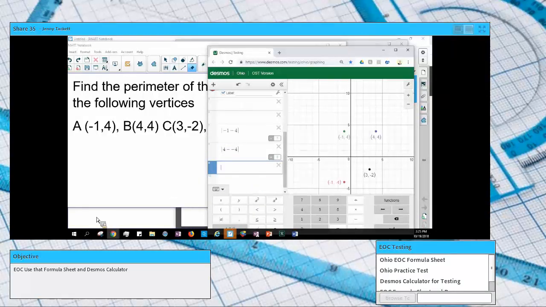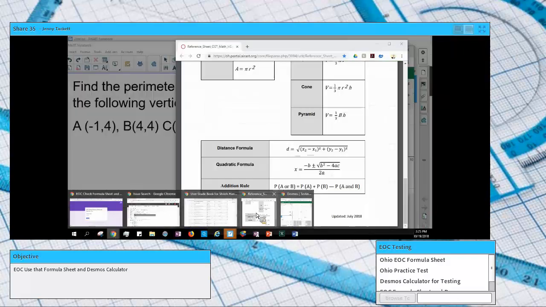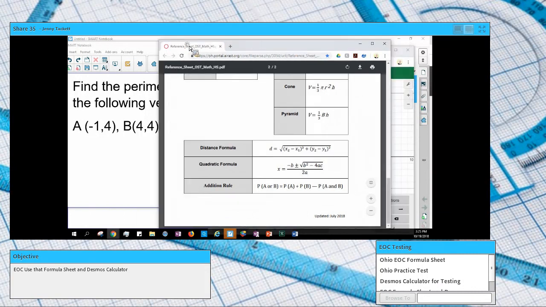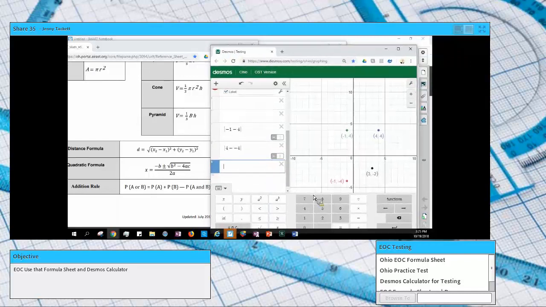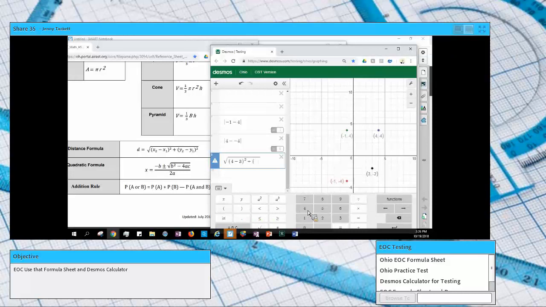Now I have to use the distance formula. This year they put the distance formula onto our formula sheet. So now I have something I can use, and I just need to fill in. I'm going to work with the 4, 4 and the 3, -2 and put it into Desmos. The distance formula is telling me the difference in the x values. So 4 minus 3, quantity squared, plus 4 minus a -2, quantity squared.